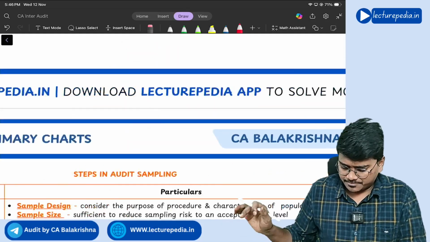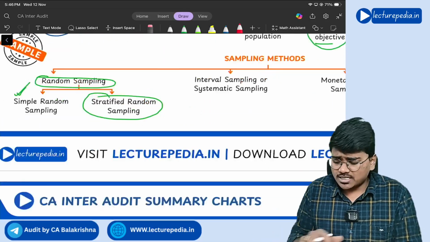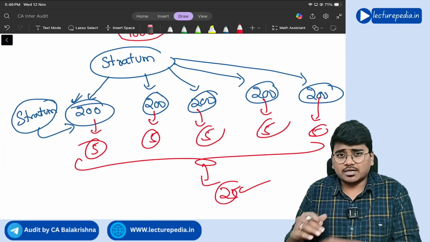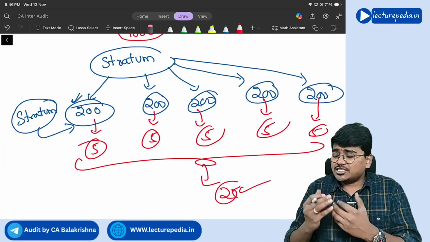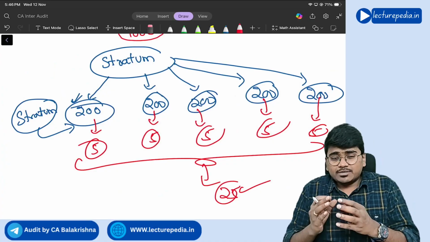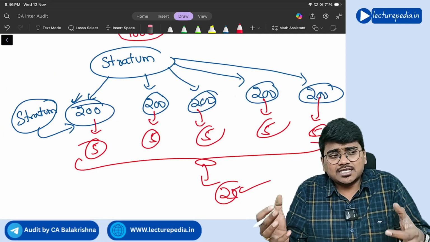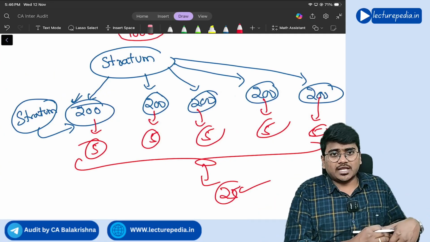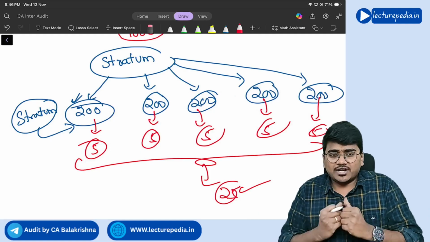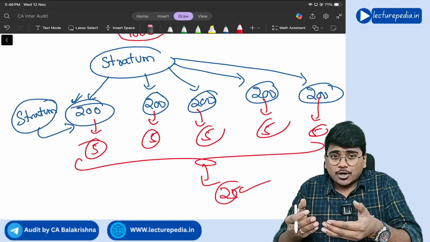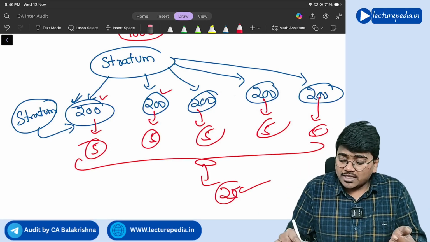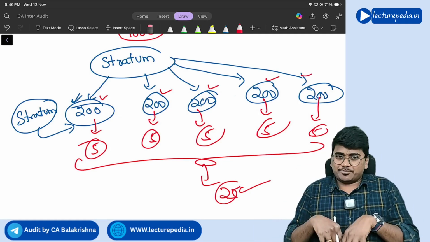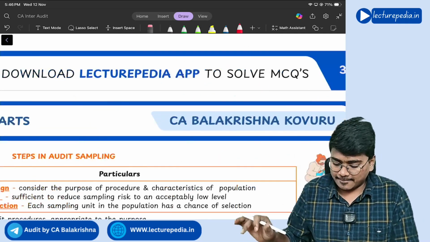So what is the use of this stratified random sampling? You can avoid a situation where the items of the same characteristics will get selected into the sample. If you do stratified random sampling, you will have items from all the characteristics in your sample. Clear?